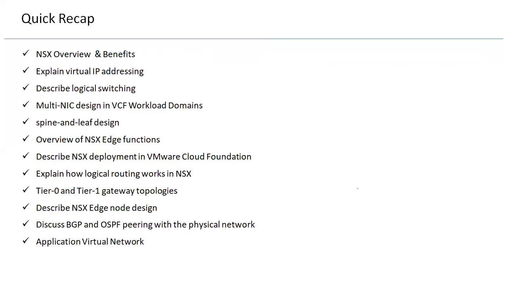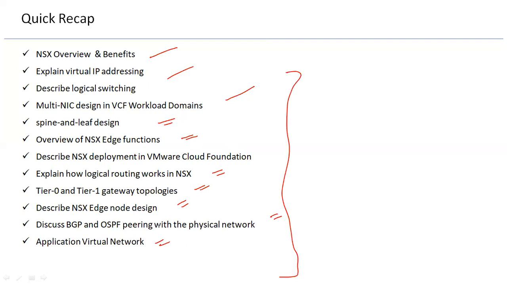So what have we discussed so far: NSX overview and benefits, the VIP, logical switching, multi-NIC designs, leaf and spine, the physical topologies with NSX, how routing happens, T0 and T1 topologies, node designs, the difference between BGP and OSPF, and the application virtual network. For the normal Tanzu Kubernetes environment, only the edge should be deployed. Especially I want to come back to the AVN part; the rest you should be okay with.